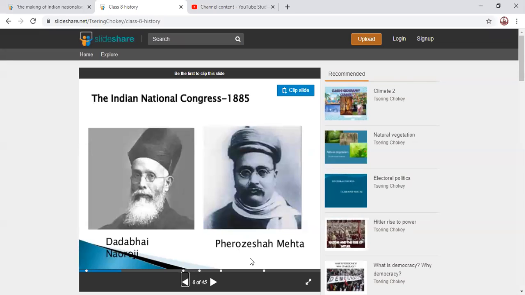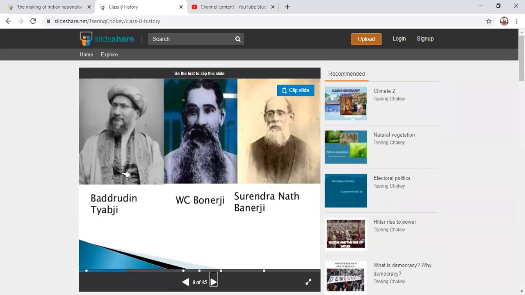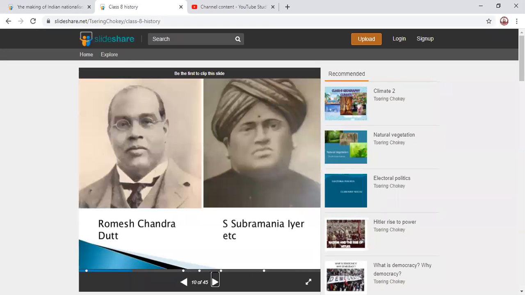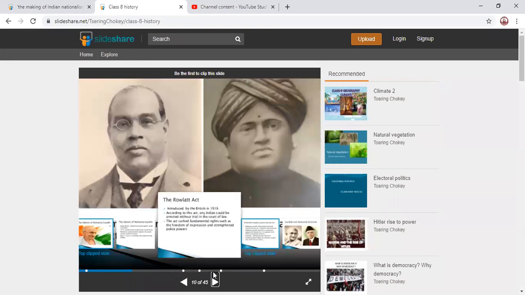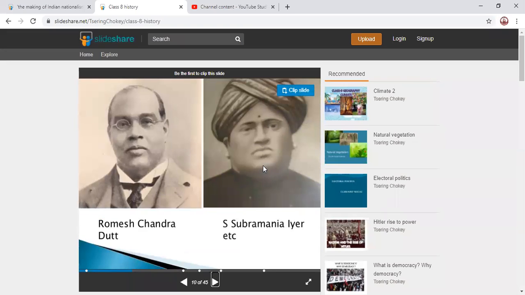There were 72 members at that time, among whom the important dignitaries were Firoz Shah Mehta, Badruddin Tayyabji, W.C. Banerjee, Surendra Nath Banerjee, Ramesh Chandra Dutt, and S. Subramaniam Iyer, etc. Such kind of dignitaries took part.